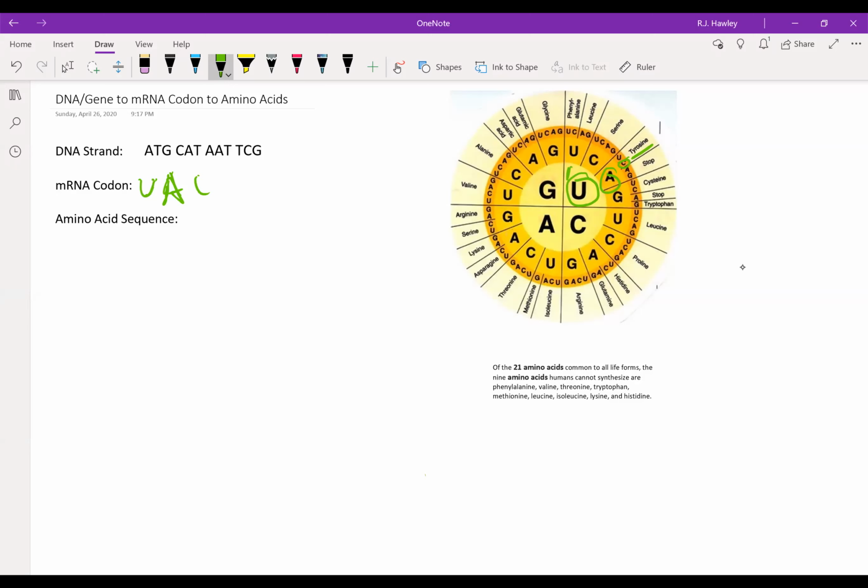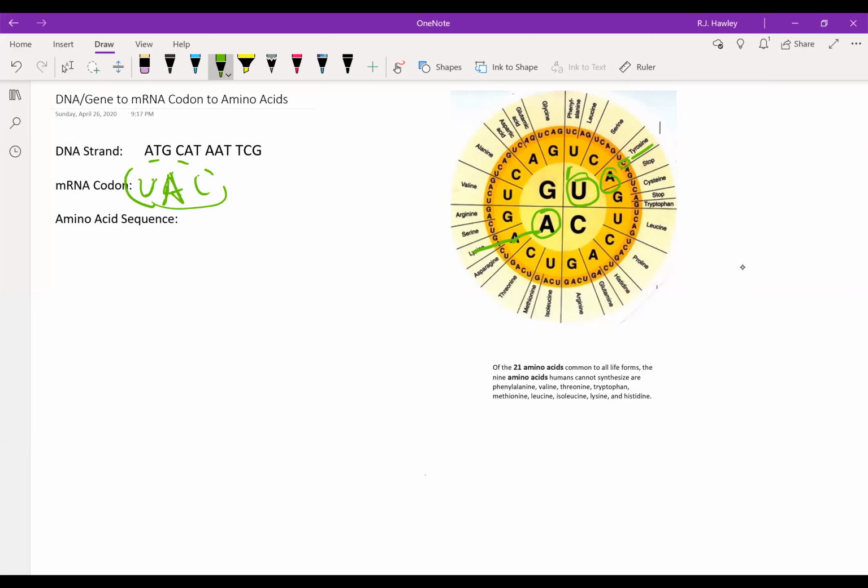But I think the key for people who had trouble with this is you start on the inside and you go out, right? So most of you got the codons right, but you didn't read it correctly. Maybe you started on the outside and you went in, I'm not sure, or picked a random place.